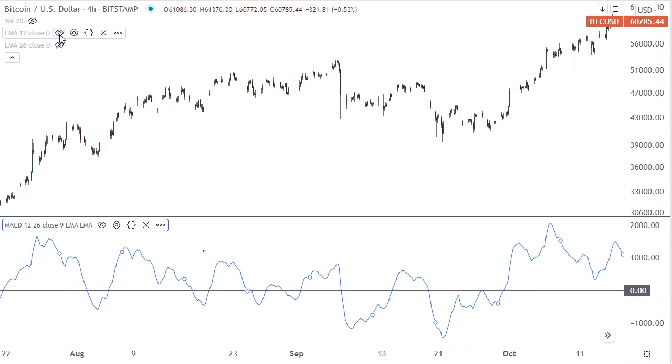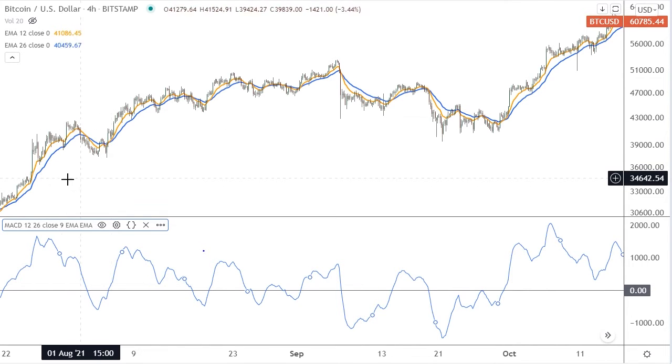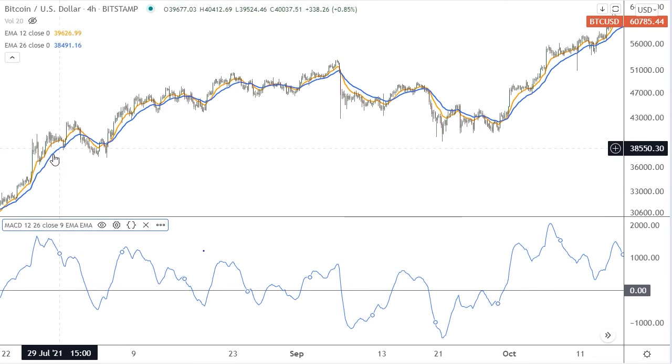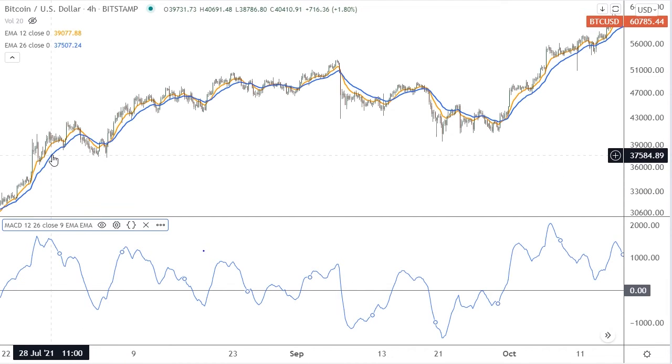So if I come up here and add the 12 EMA and the 26 EMA, now I probably did this wrong. I have another blue and orange line here, but they represent different things. On the price chart above, I've got the exponential moving average. The 12 EMA is the orange line. The 26 EMA is the blue line. The difference between the 12 and the 26 EMA is what this blue line in the MACD represents.